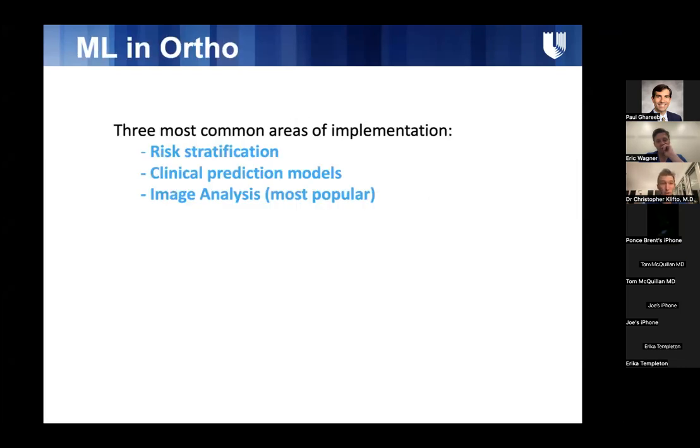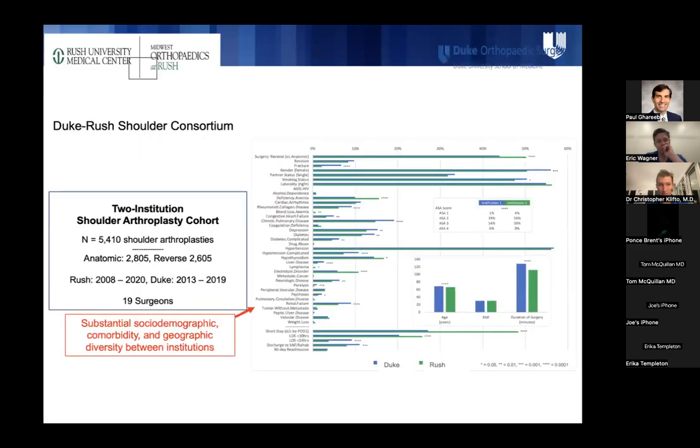There are a bunch of common areas for implementation. They usually involve risk stratification, clinical prediction models, and image analysis, which I'll go over toward the end of this presentation, when we get into what we've done and where orthopedics is right now with AI.